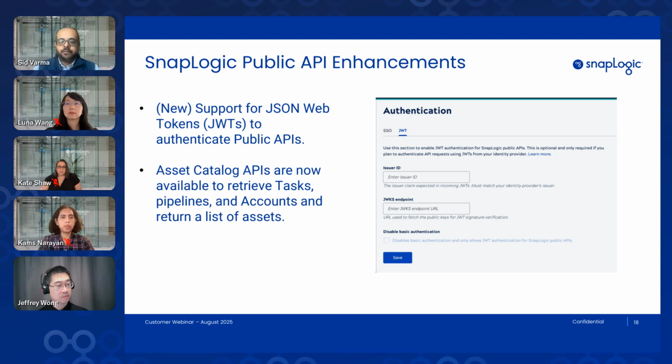Authentication page provides the field to configure the environment to use JWTs. So this update essentially allows you to have much stronger authentication for your public APIs. In addition, we've also made changes to Asset Catalog APIs. Asset Catalog APIs are now available to retrieve tasks, pipeline accounts, and return a list of assets. So those were all the updates for platform.